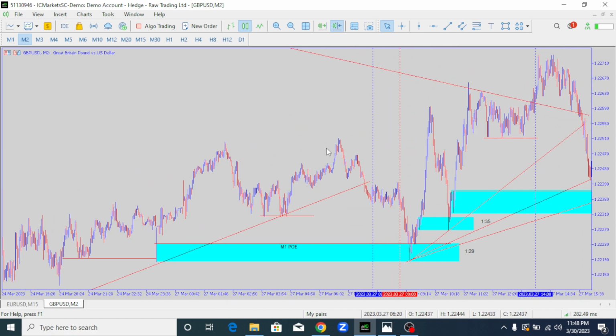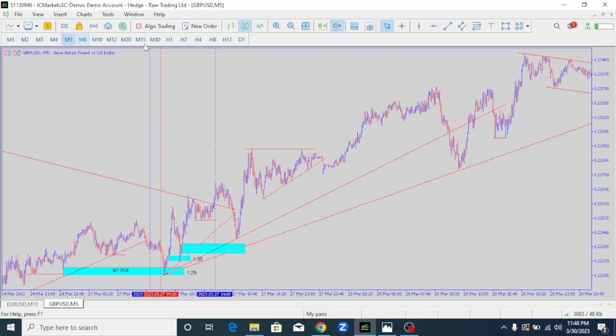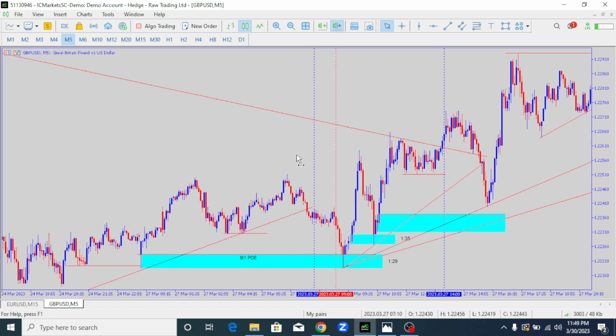And guys, after the price manipulated this downside liquidity, remember, lots of people thought this was a breakout structure. They were selling around this area. They were manipulated to the downside and they manipulated to the upside. So my second entry was based off of this M5 point of interest.